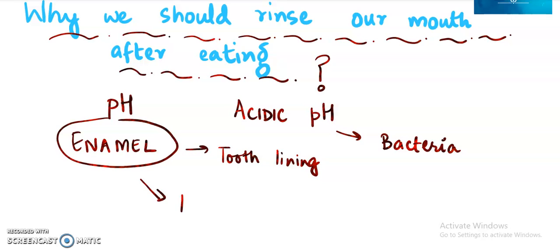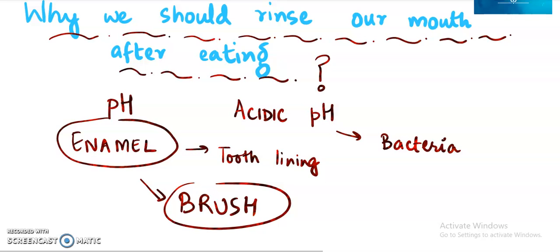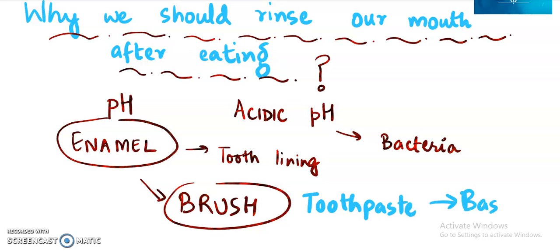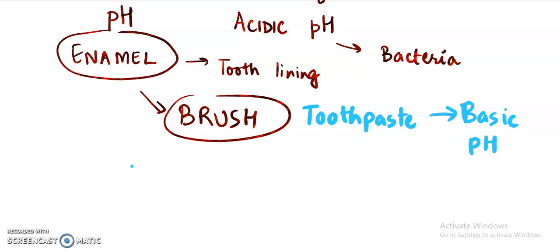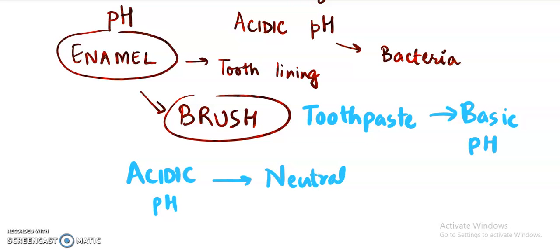You need to certainly brush your mouth. When you actually brush, you use toothpaste, and this toothpaste has basic pH. When you retain brushing for a longer period of time, right, what happens? The pH was earlier acidic. When you brush for little time or just for few seconds, the pH is brought to be neutral. But when you brush for a longer period of time, it becomes basic. And basic pH is the one which is being resisted by the bacteria.